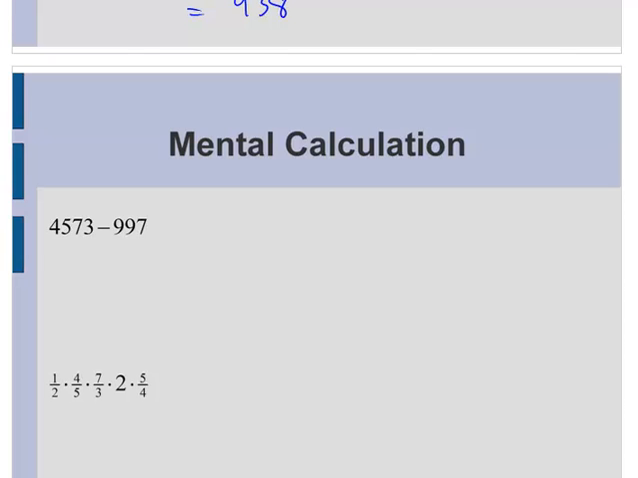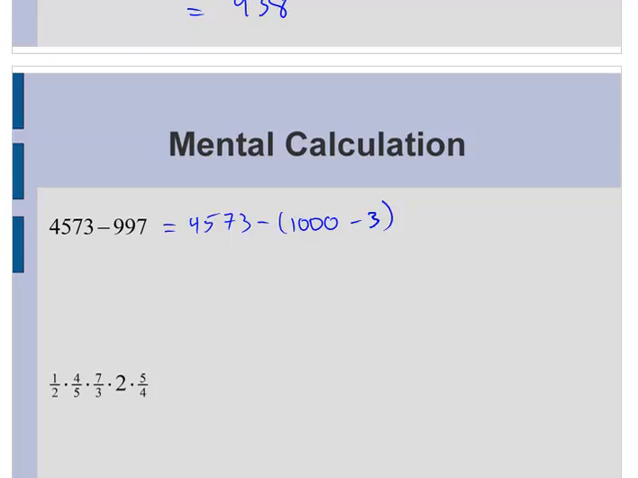4,573 subtract 997. You might say, well, that's just a simple subtraction. But let's think about this a little bit. That's pretty close to 1,000. In fact, 997 is the same as 1,000 minus 3.